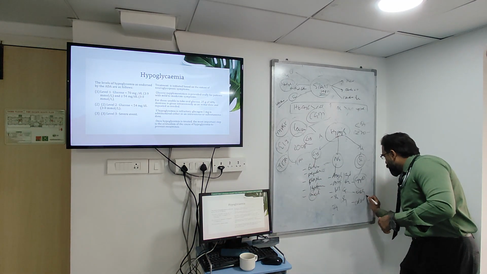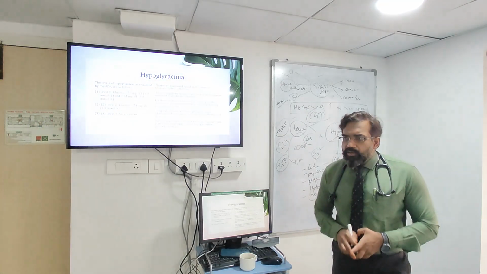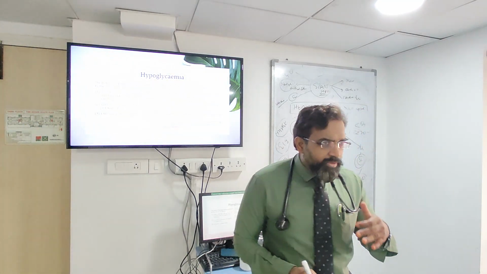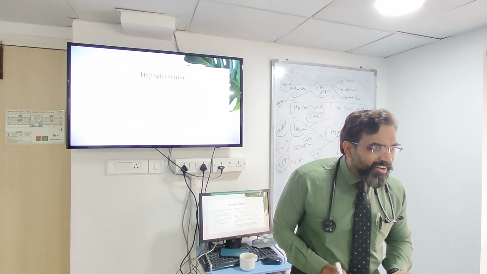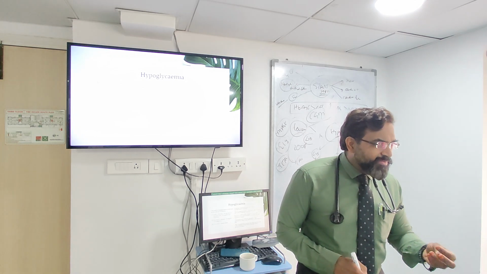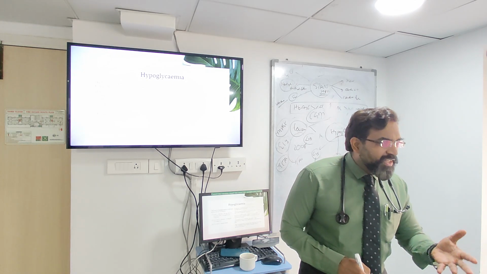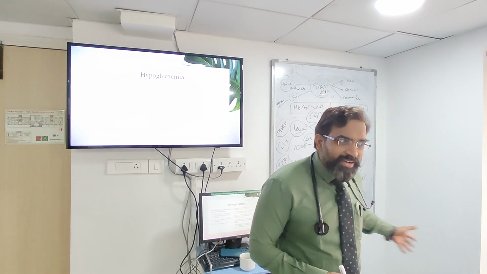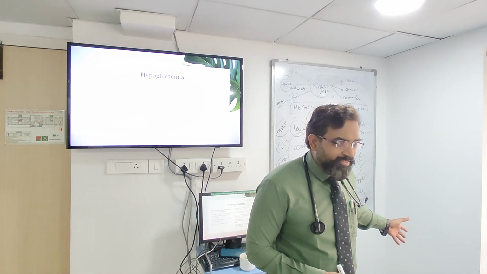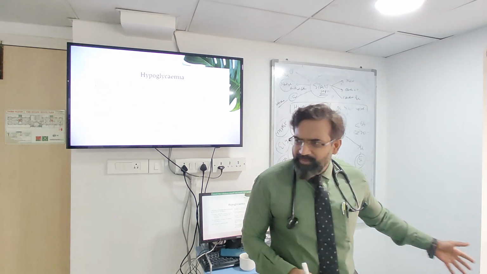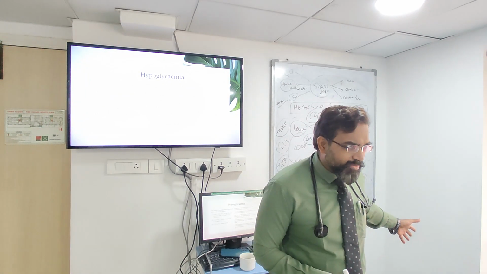Then cortisol. I will do a cortisol level because in the event of hypoglycemia, there has to be some elevation of cortisol. If there is no elevation of cortisol, it means I'm dealing with something different, a hormonal pathology. You understand? It's a completely different picture. So cortisol levels is something you'll say.